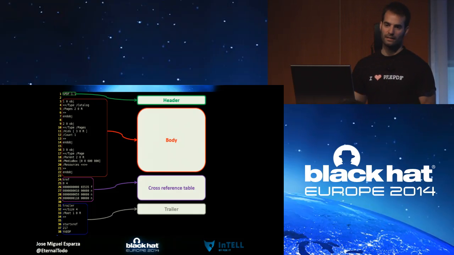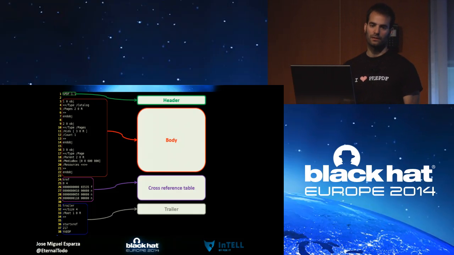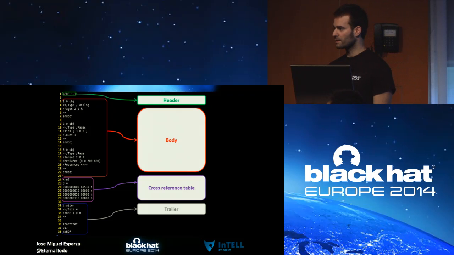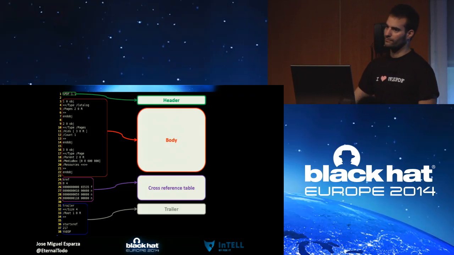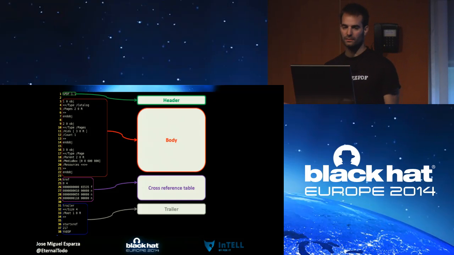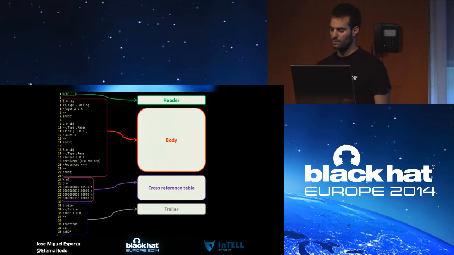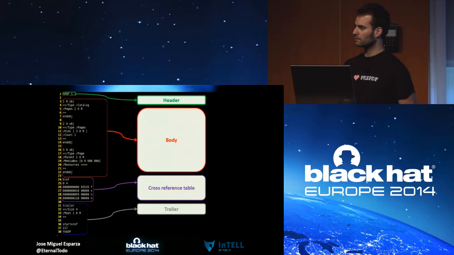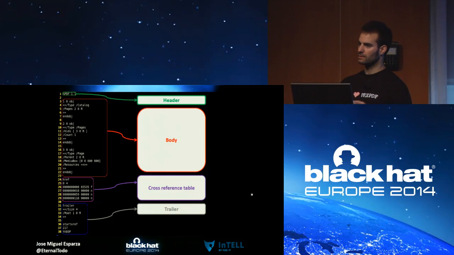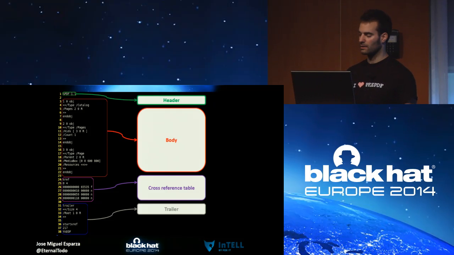So what we have normally in a PDF file, we have a header where we can see the version of the PDF format, I mean. Then you have the body of the PDF, which is a sequence of objects. Then we have a cross-reference table, like a table of contents of the PDF, with all these lines saying this object is at this offset and this other object is at this other offset.